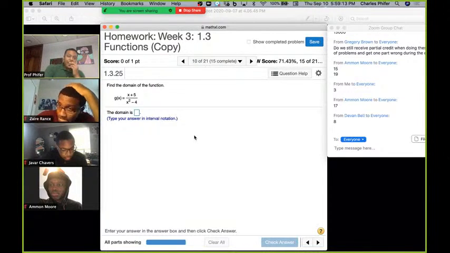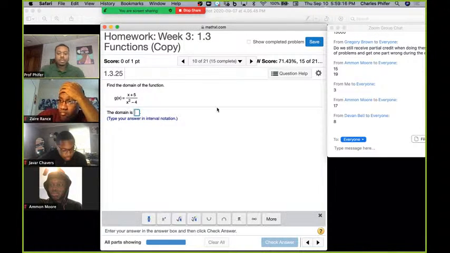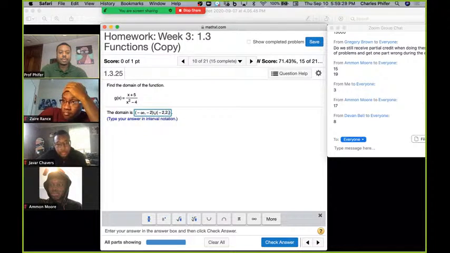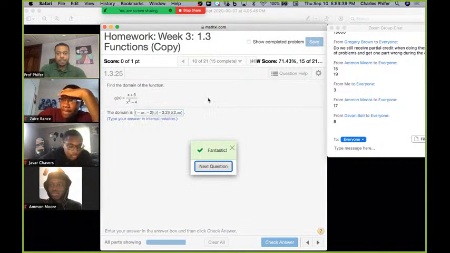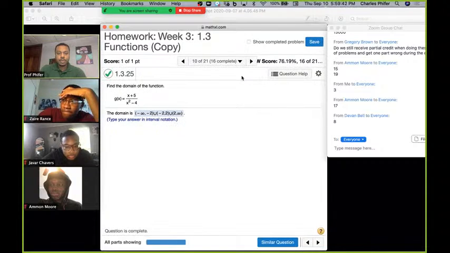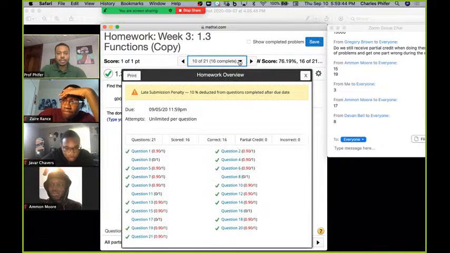Domain, okay. I think this one is everything except plus or minus 2. So the far left is going to be negative infinity up until -2, union, -2 to 2, union, and then 2 to infinity. Okay. I think we're almost done. We're going kind of fast on this one.